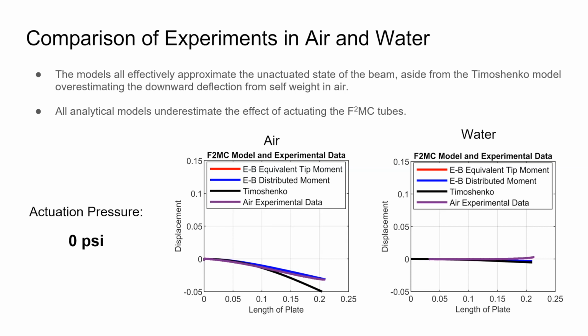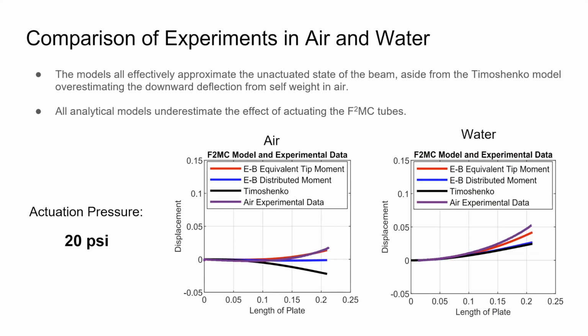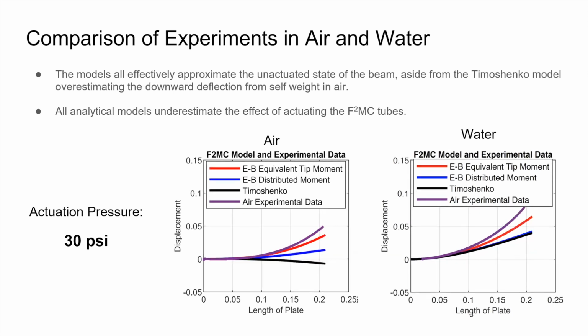Then we actuate the experimental and analytical models at 10 psi, 20 psi, and 30 psi. It can be seen that the models then begin to underestimate the influence of the F2MC actuation, with the equivalent tip moment model best predicting the true deflection seen in the experimental data.